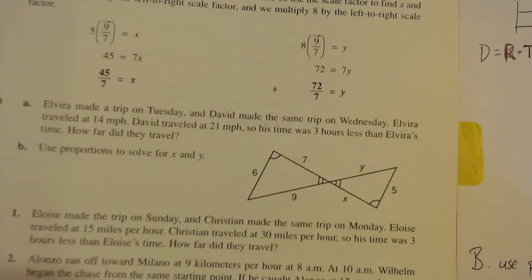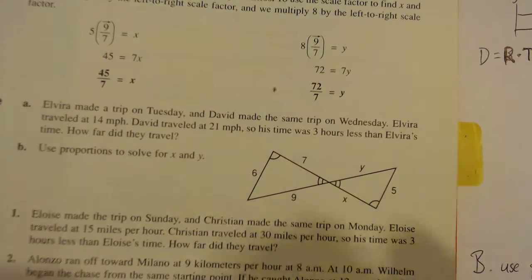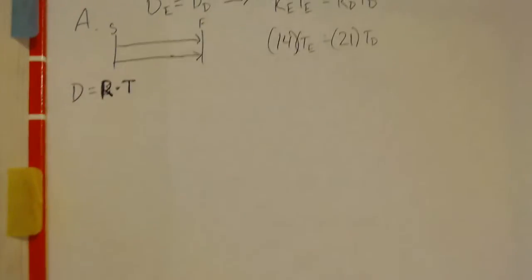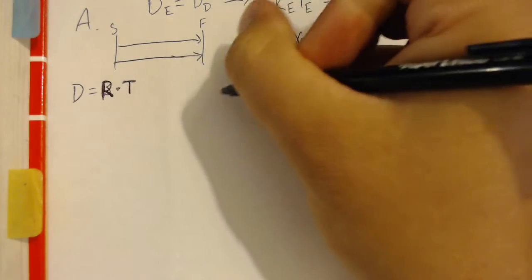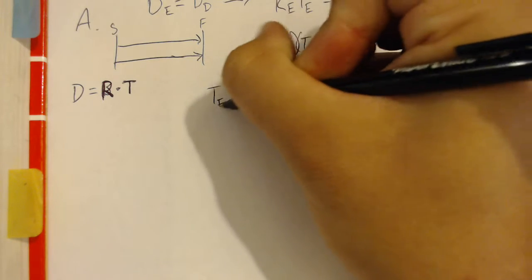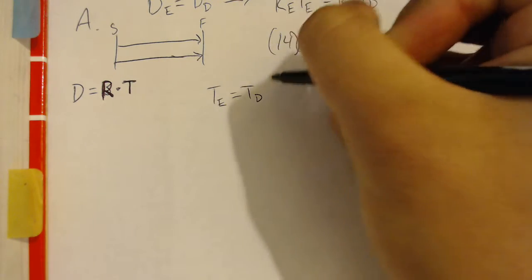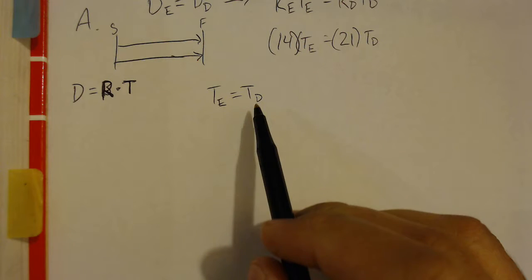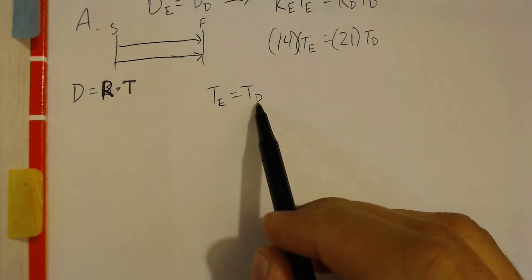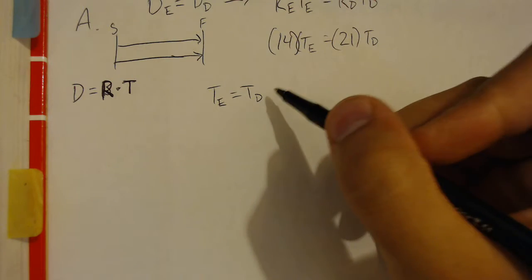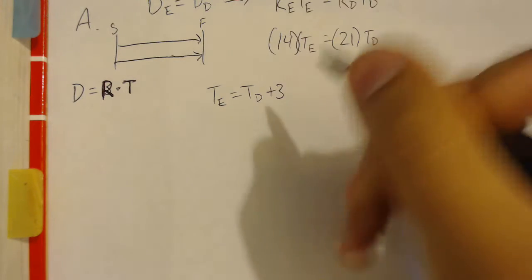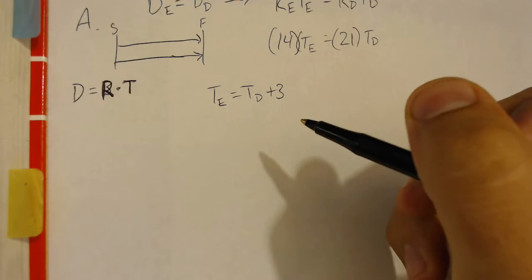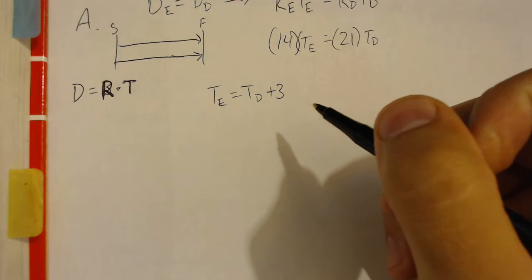Now the last thing they tell us is that his time, so David's time, was 3 hours less than E's. So now we have to write an equation of that. The best way that I've found to do these is write them as equal and then fix the statement. So we know that time of E is not equal to time of D. So how do we make that true? Well, if his time is 3 hours less, what do I have to do to his time to make it equal to hers? I either have to add 3 to his, or I have to subtract 3 from hers. I'm going to go ahead and add 3 to his time, so that would make his time that's 3 hours shorter equal to her time, which is longer.